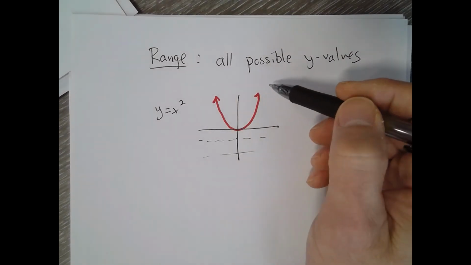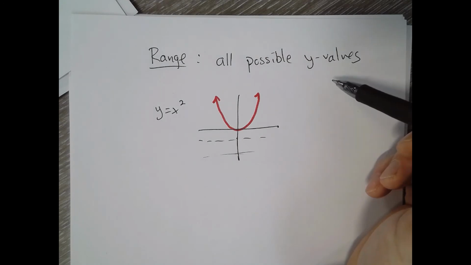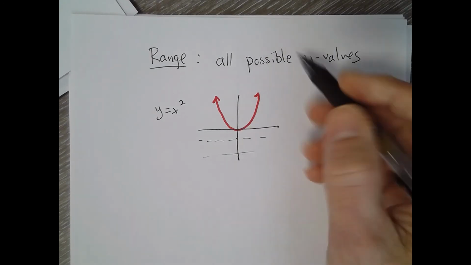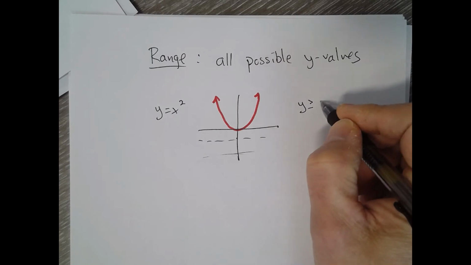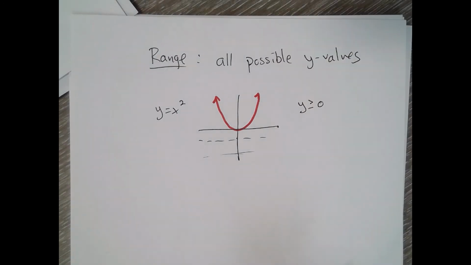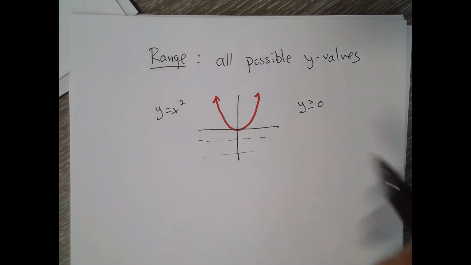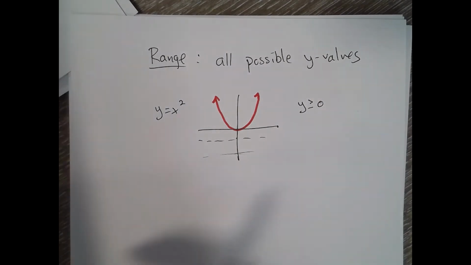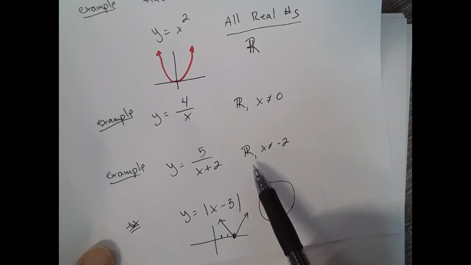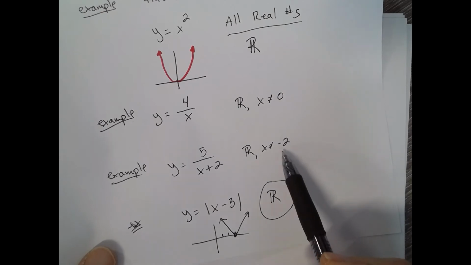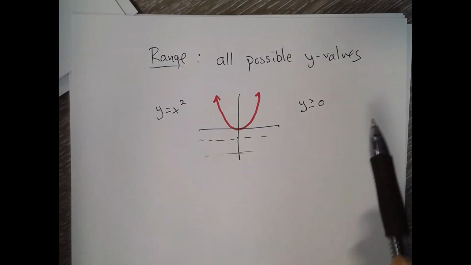So the lowest y value is 0. So we would say it's all y greater than or equal to 0. That's your range. Range is y value, so your answer is going to be y something. In domain, we talked about the x because it's the x values. It's x for domain, y is for range.